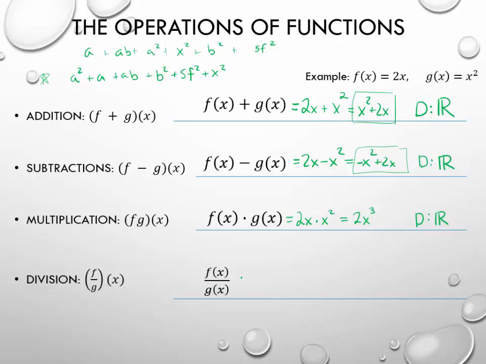Okay, next one. Sorry, digression. Anyway, let's divide them. We have 2x over x squared. Can we simplify this? Yeah. You can take out an x. That's 2 over x.